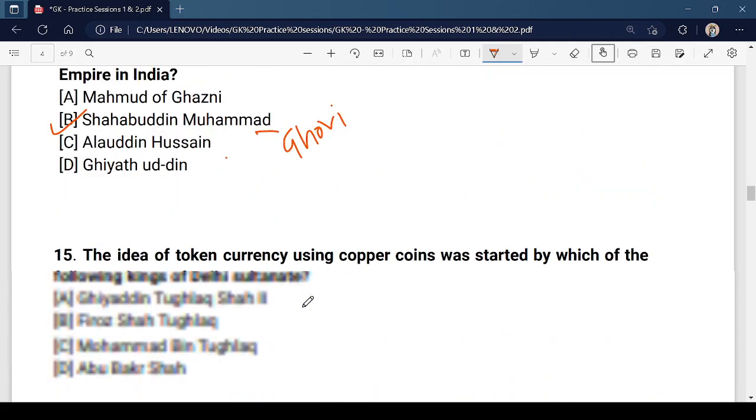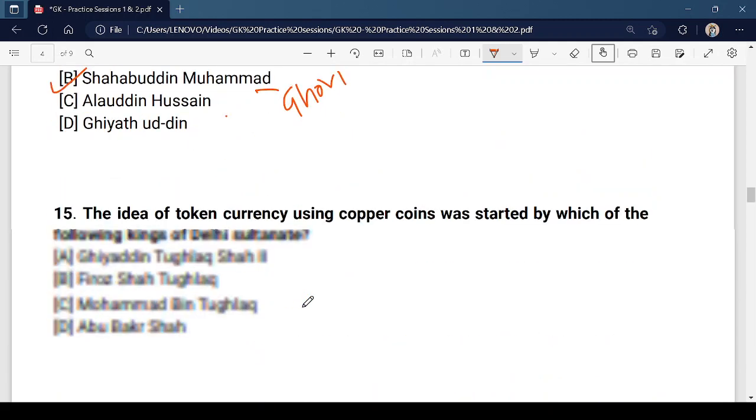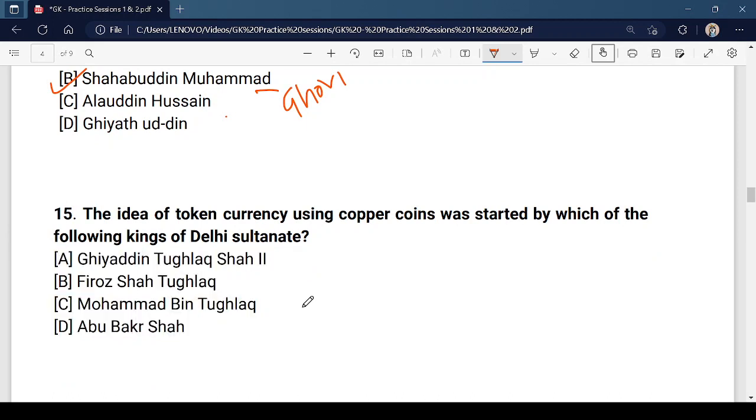Chalo, next, last question, guys. The idea of token currency using copper coins was started by which of the following kings of the Delhi Sultanate? This is a very important and famous event that happened during the time of Muhammad bin Tughlaq. The option is C.